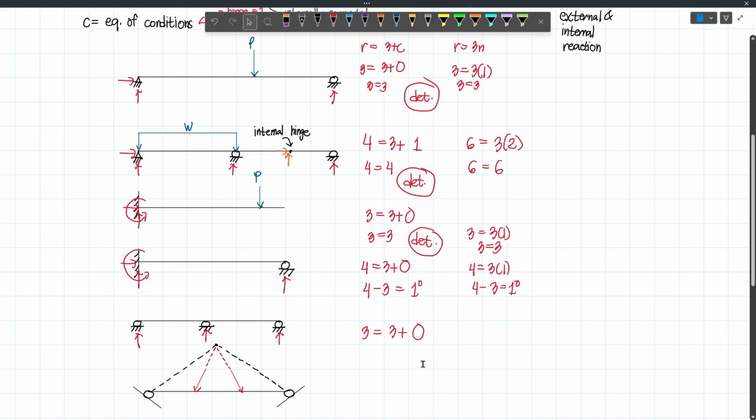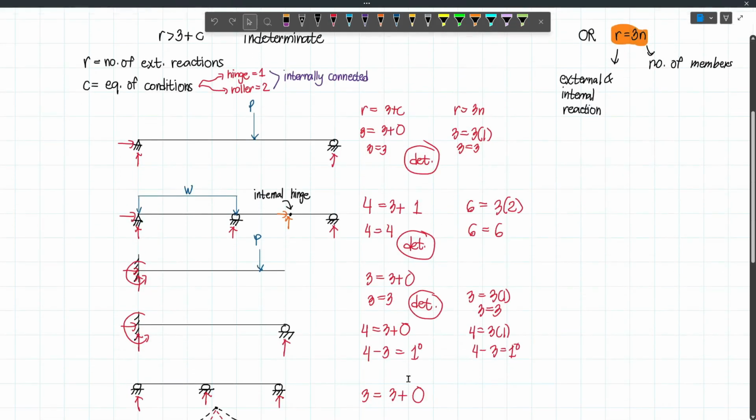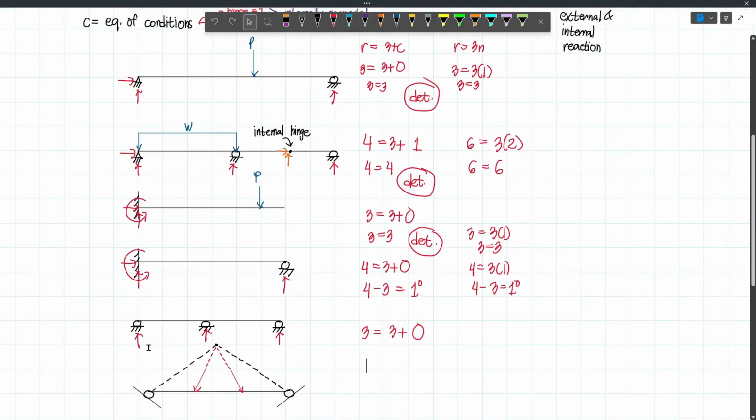Now here is an example. It comes up as statically determinate, because 3 equals 3. However, we have to consider geometric instability. Geometric instability will occur if the reactions are parallel. Like all of them, because all the reactions in our beam are upward forces. So that means it is geometrically unstable. So our conclusion here is that it is geometrically unstable due to parallel forces or reactions.